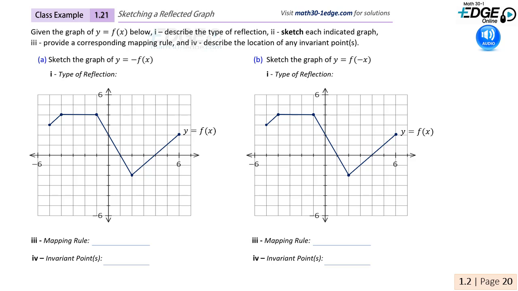Hopefully, the explorations we've been through together have given you the confidence you need to complete this class example. You're given the same graph twice, and in the first case, you'll be asked to sketch the graph of y equals negative f of x. Which reflection was that? Was that the reflection in the x-axis or the y-axis? Try to recall, or check your notes, and then draw the appropriate reflected image. Indicate the mapping rule, and identify the invariant points. On the right, try that for y equals f of negative x. Take some time to do this before clicking through the animations.